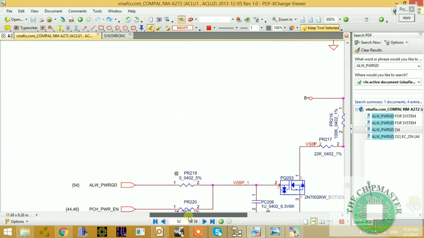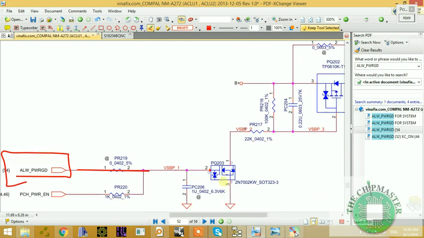Okay, so this all system power good signal, as you can see, this is 3 volts coming to pull up, and it is coming to this MOSFET, PQ302. These are NPN MOSFET. As you can see, it's coming to the gate of this MOSFET. Alright, and after coming to this, it becomes VSP underscore 1 voltage switch, and it's coming to the gate of this MOSFET.